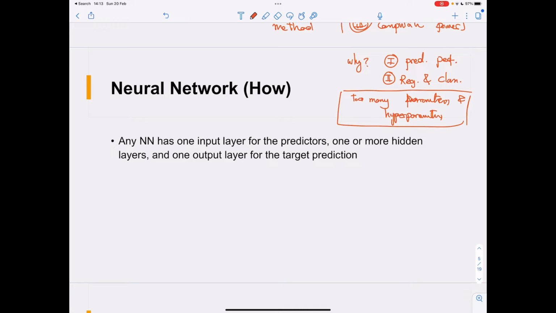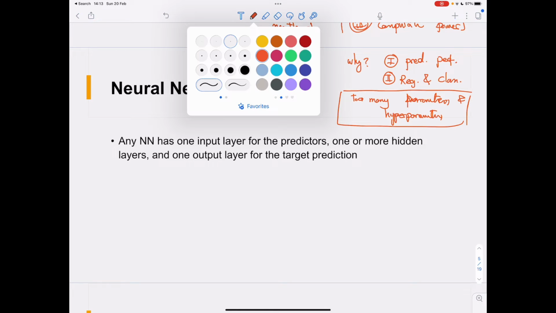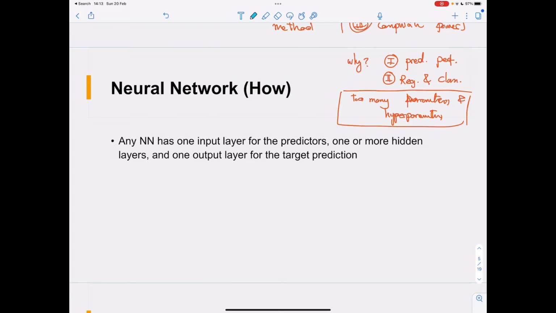So let's talk about how these machines actually work. Any neural network has one input layer for the predictors, one or more hidden layers, and one output layer for the target. So the simplest neural network that I can imagine, let's assume that we want to formulate the relation between income and years of education.